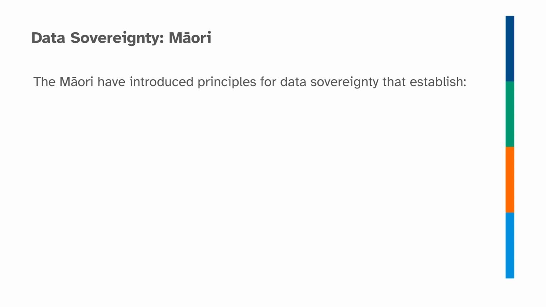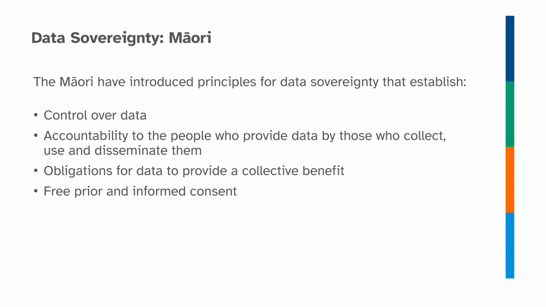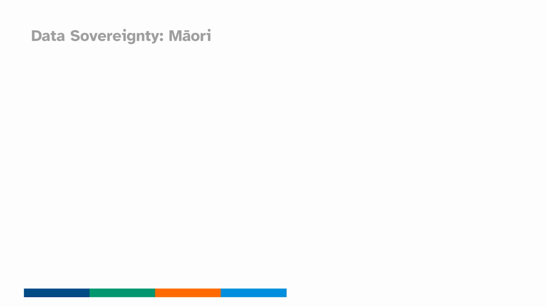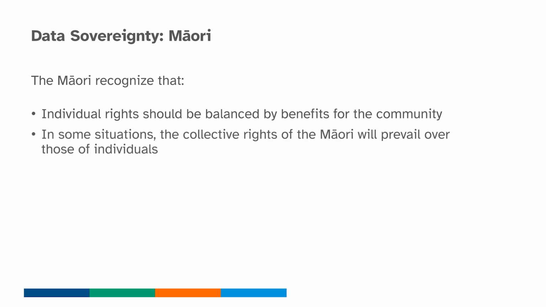The Maori have introduced principles for data sovereignty that establish control over data, including protection against future harm, accountability to the people who provide data by those who collect, use, and disseminate them, an obligation for data to provide a collective benefit, and free, prior and informed consent, which, when not obtainable, should be accompanied by stronger governance. The Maori also recognise that the individual rights of data holders should be balanced by benefits for the community, and that in some situations the collective rights of the Maori will prevail over those of individuals.